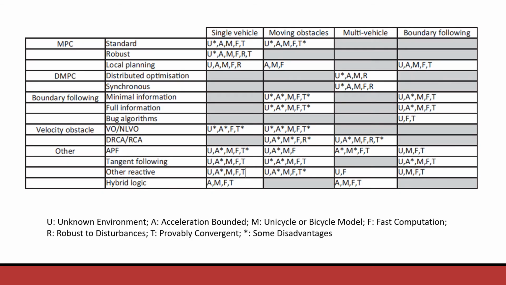This is a table presented in the paper that compares MPC, DMPC, boundary following, velocity obstacles, and other methods according to their utilities for single vehicle, moving obstacles, multi-vehicle, and boundary following approaches. And here are some of the keys that are mentioned below in this slide.